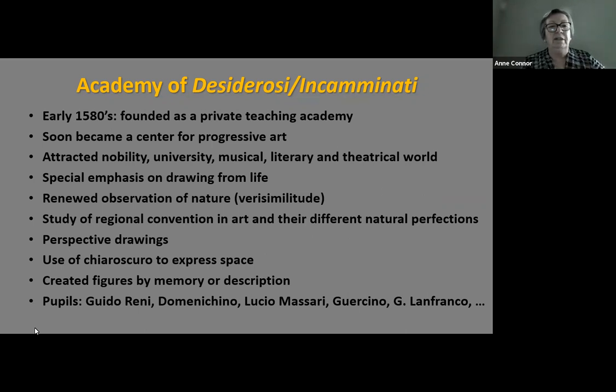They studied particularly perspective drawings, and used chiaroscuro to express space. So it's through the shadows and the lights that they gave a good idea of space. And they created figures either by memory or by description, though they emphasized the idea of looking at a model when they were painting to make sure the anatomy was correct. Most of the people that were working by memory were actually the mannerists. And they started distancing themselves from mannerism, where they would look at a piece of art and take, for example, one little part of that piece of art and integrate that part into their own painting.